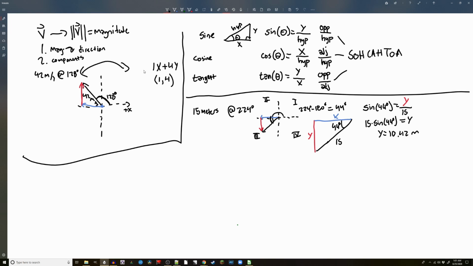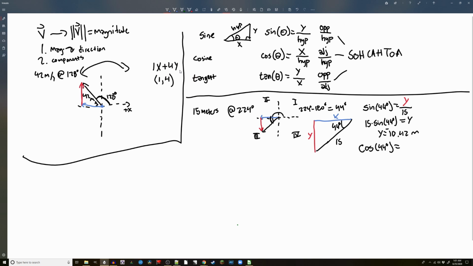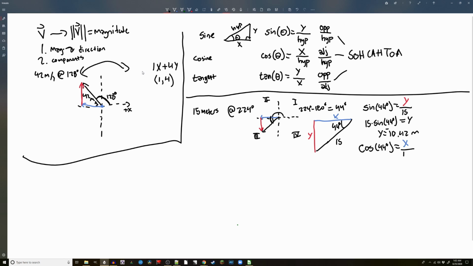Now we want to remind ourselves at the end here that it's negative 10.42 because it's going down from the origin, or from the x-axis there. So it's a negative 10.42 meters. Very similar calculation for x. Cosine of 44 degrees is going to be equal to x, x divided by the same 15, that hypotenuse again, because x is the adjacent leg to our angle, and pretty close to the same calculation.